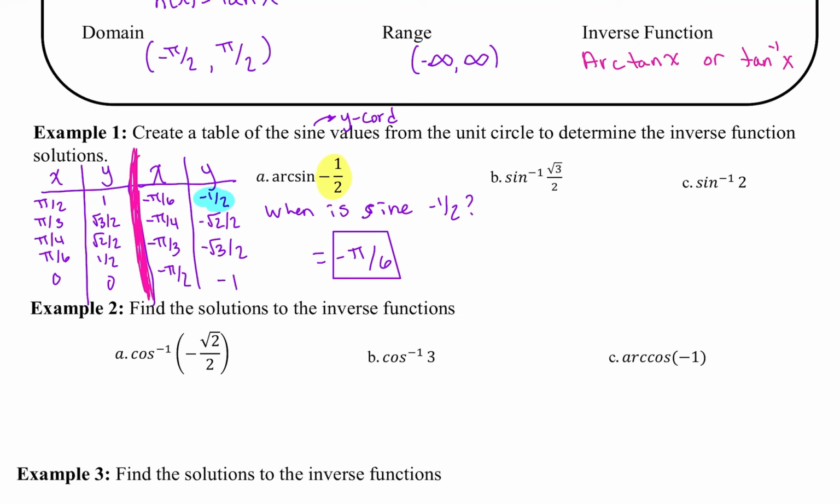So let's try this one. It says, when is sine equal to square root of 3 over 2? So yet again, we're going to come over here and look for square root of 3 over 2. I can see positive square root of 3 over 2 is here. Be careful not to mix that up with the negative. So I know that happens at pi over 3. So our answer is positive pi over 3.